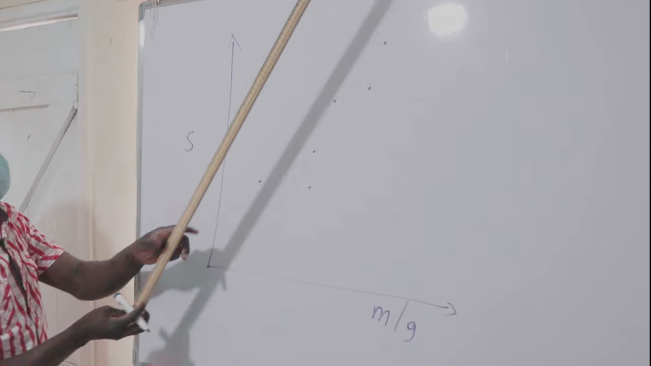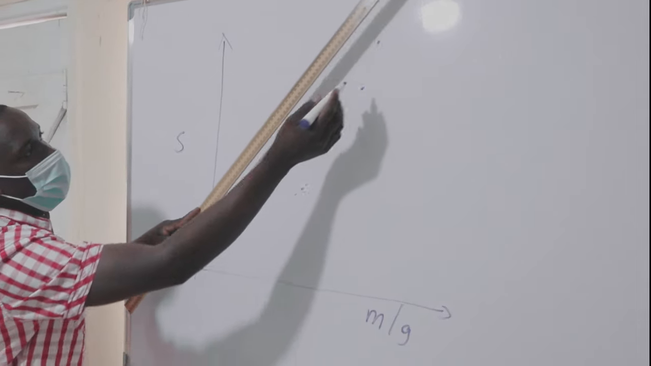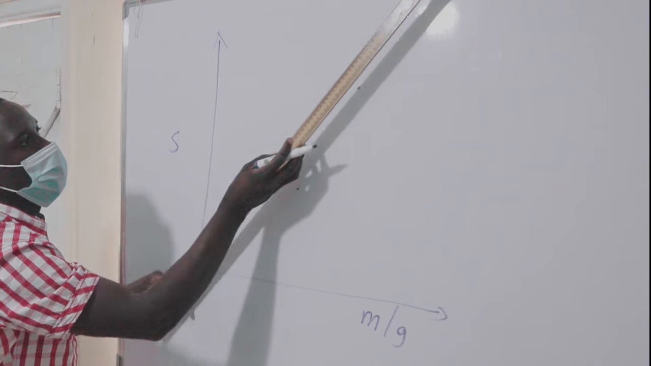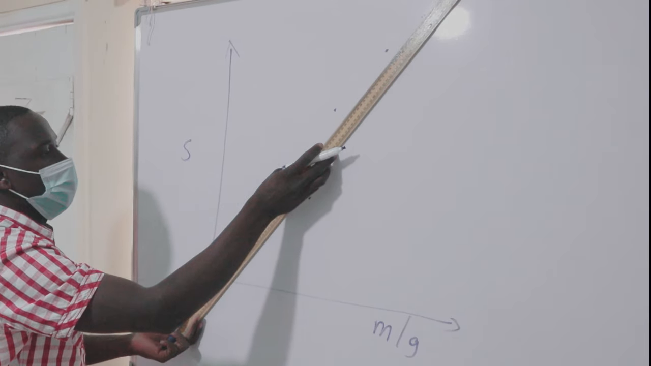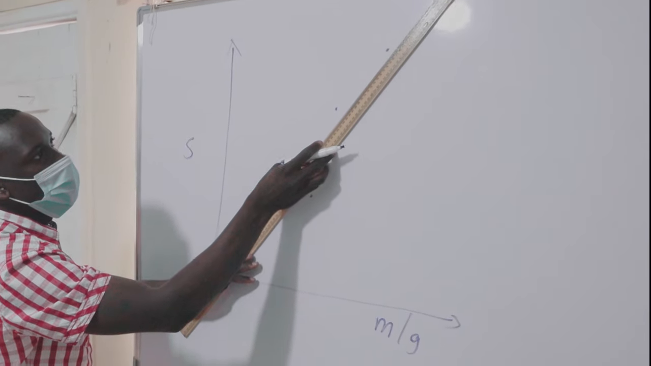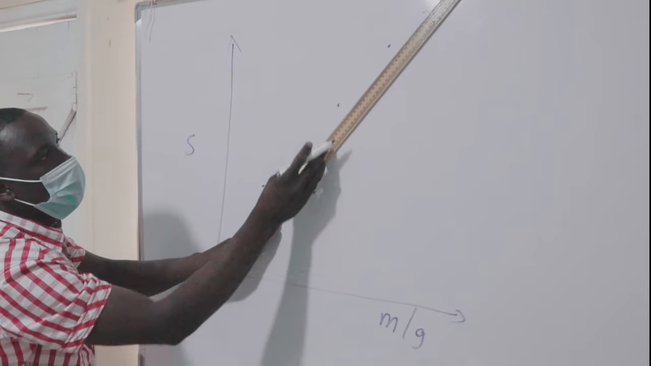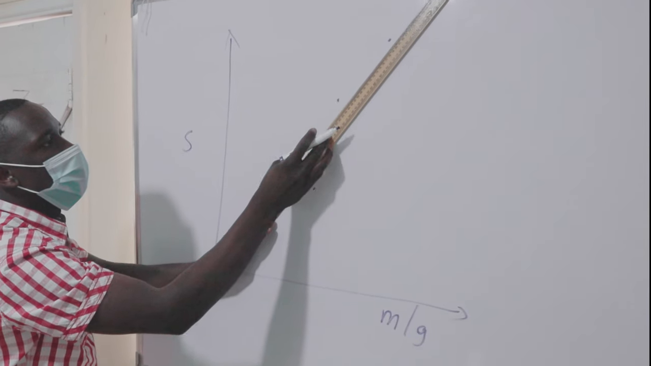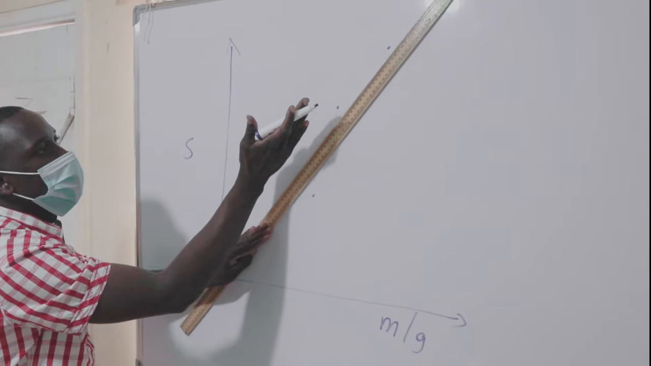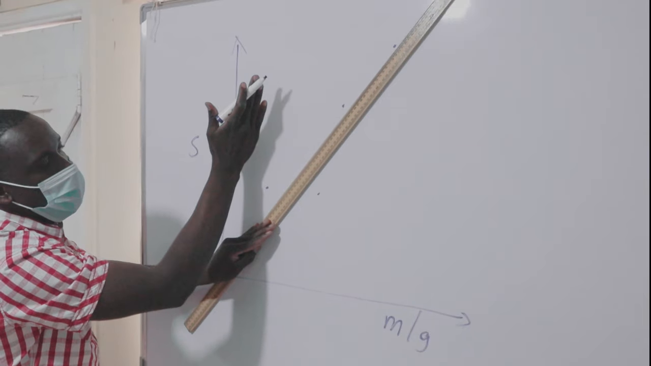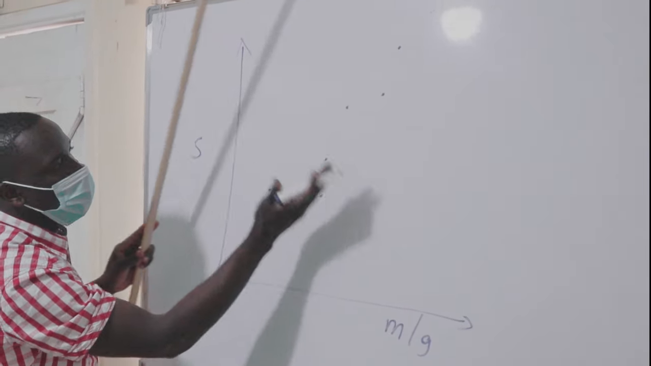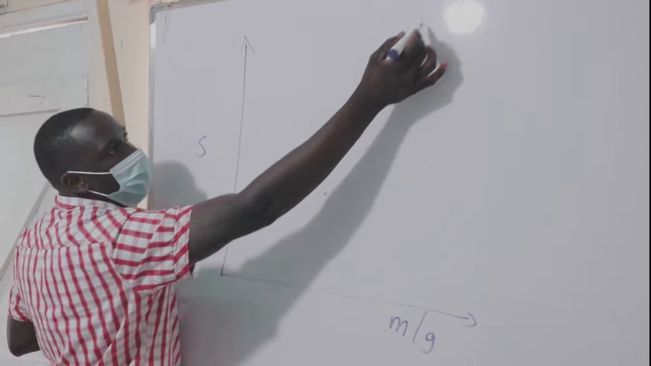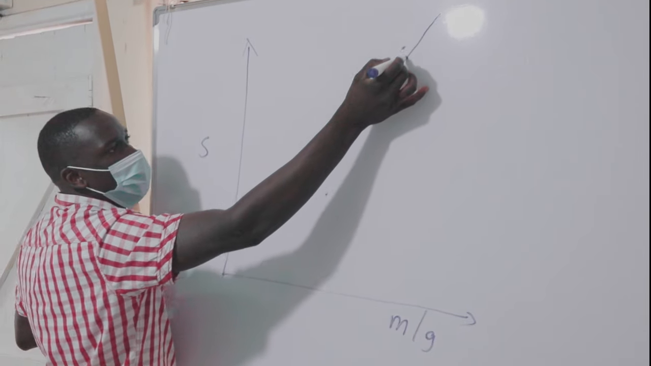Because you'll use your ruler, and then check, draw the line of best fit. Whereby most of the points are on the line, or you ensure that at least the same number of points are on top and the same number of points below. So if you're supposed to draw this, you can pass somewhere here.